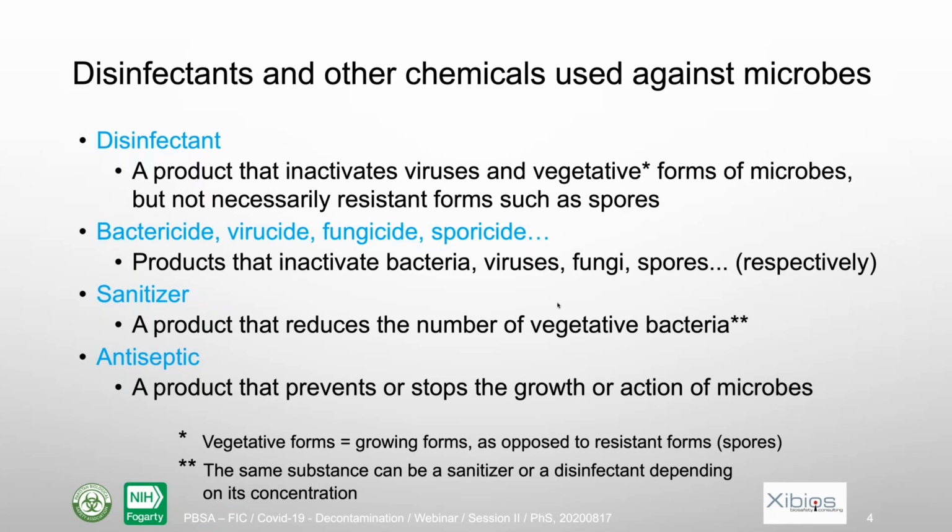So that's quite easy. And then we also have sanitizers, and sanitizers are products that reduce the number of vegetative bacteria, but without really giving a number. So it's generally much less powerful than a disinfectant. And then we have antiseptics, which are products that prevent or stop the growth or action of microbes. So they don't necessarily kill microbes, but they prevent microbes from doing harm. So they are mainly used on living tissues, such as wounds, for instance. We could not use a too strong product because in that case, we would also hurt the tissues.